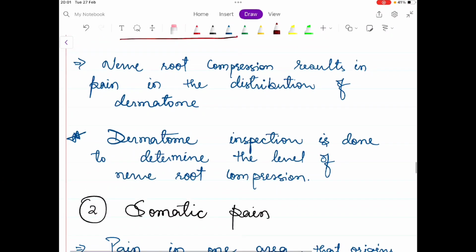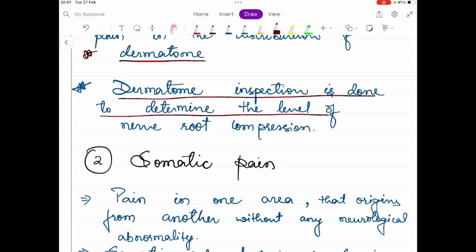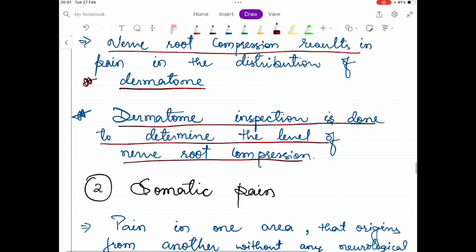Now, nerve root compression results in pain in the distribution of the dermatome. Dermatome inspection is done to determine the level of nerve root compression. This is why dermatome inspection is very, very important. I'll try to upload a video on the dermatome some other day.